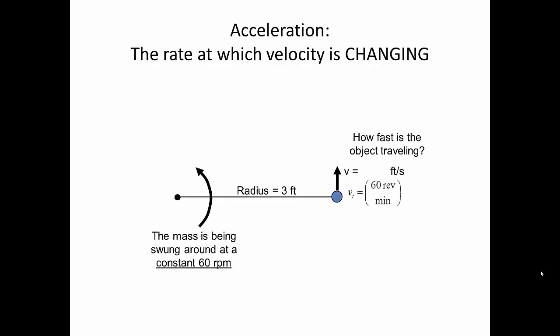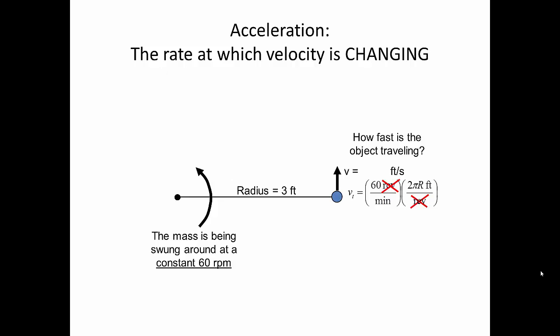Well, we know that it's traveling at a constant rate of 60 RPM, and we should be able to figure out how far it goes in one revolution by measuring the circumference of the circle. We calculate the circumference by simply using 2 times pi times the radius. So there's 2 pi r feet for every revolution. By multiplying 60 revolutions per minute by 2 pi r feet per revolution, we can cancel the revolutions and we're left with feet per minute.